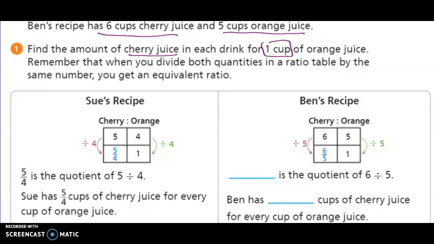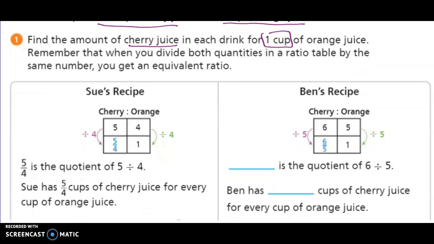So there really isn't any work on this, but I'll explain what Sue did. Here's Sue's recipe: 5 cups cherry to 4 cups orange. We don't want 4 cups of orange juice. We only have 1 cup of orange juice left in our refrigerator. So we have to scale down or reduce the amount of cherry juice to keep the flavor the same. From 4 to 1, we would divide by 4, so we would divide 5 by 4 to figure out the amount of cups of cherry juice.